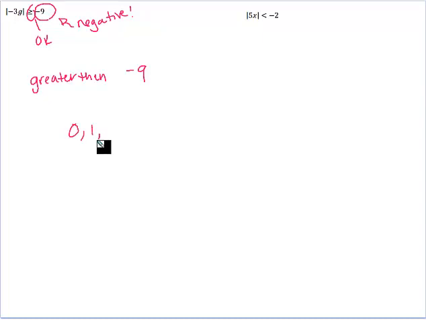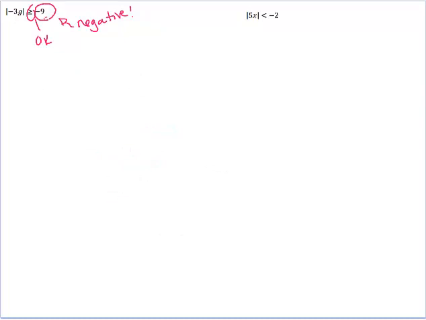So our 0, 1, 2, 3, 4, are those all greater than negative 9? Yes. So what does that tell us? That tells us every single value, every positive value is greater than negative 9. So we can get solutions. So let's solve this and figure out what solutions we do get.